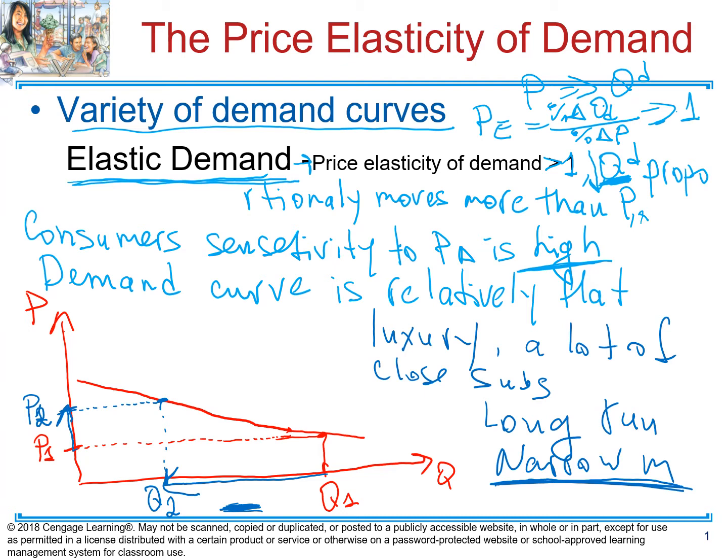You need to know these measures for the test. You need to know that for elastic demand, price elasticity is greater than 1. You need to know that quantity demanded proportionally moves more than the price. So percentage change in quantity demanded is much greater than in price. Consumers are sensitive to a price change, and you do need to know that the demand curve is relatively flat. So those questions will pop up on the test. Moving to the next one.